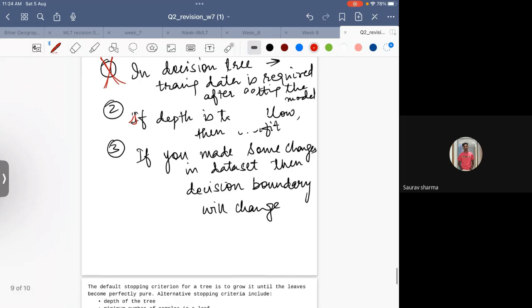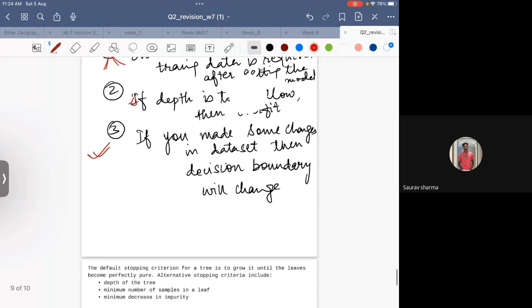Whatever the third statement, if you make some small change in the data set, then the decision boundary will change. Yes, sir. True. That's true, right?